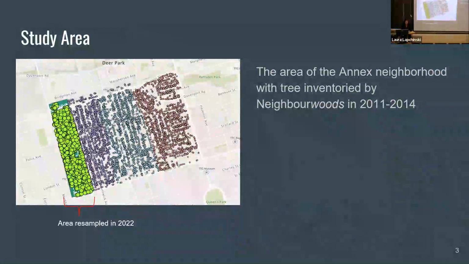So Annex is the first community in Toronto to do a complete tree inventory for their neighborhood. This is the area of the Annex neighborhood with trees inventoried by the Neighborhoods program in 2011 to 2014. This section that was sampled in 2011 was assessed again in 2022. Resampled trees are shown in bright green dots on the left side.